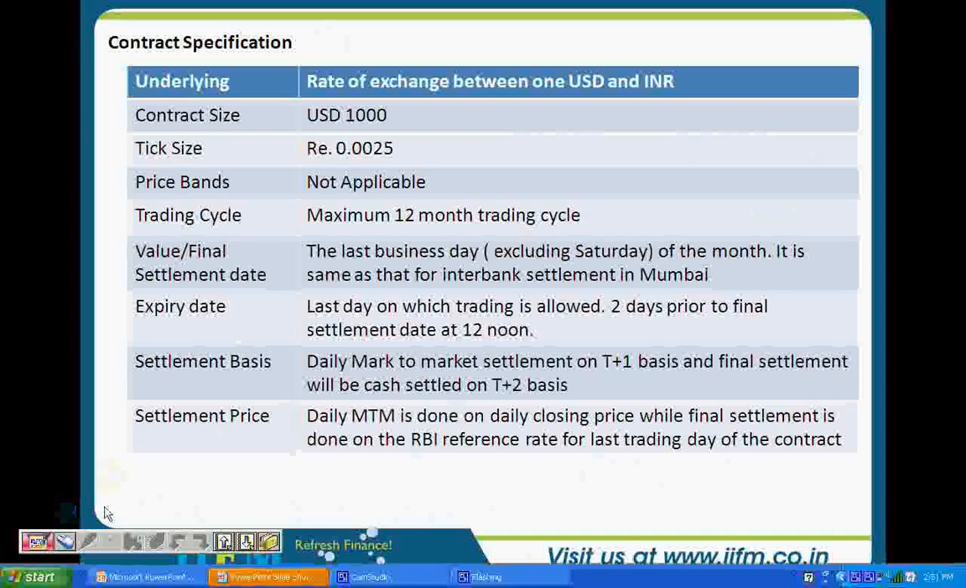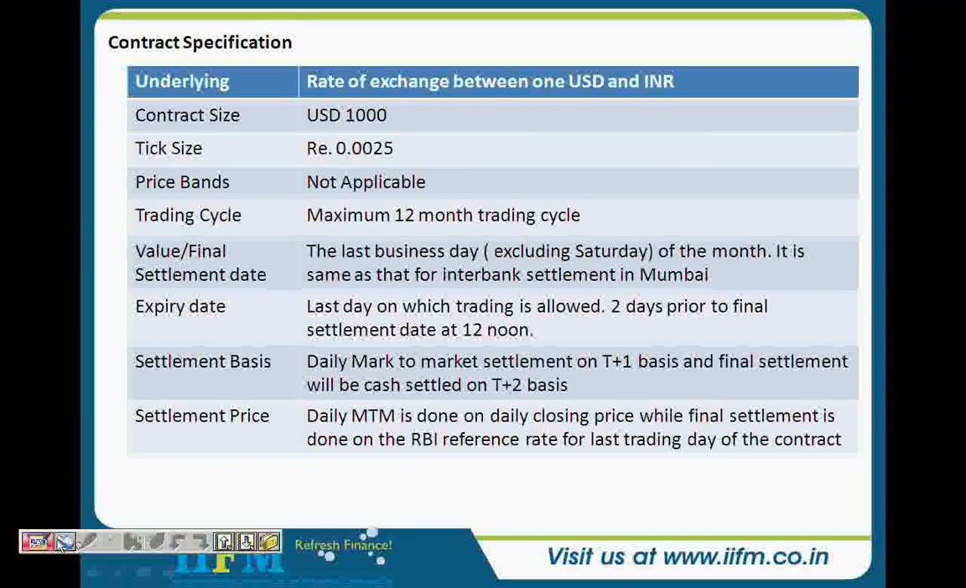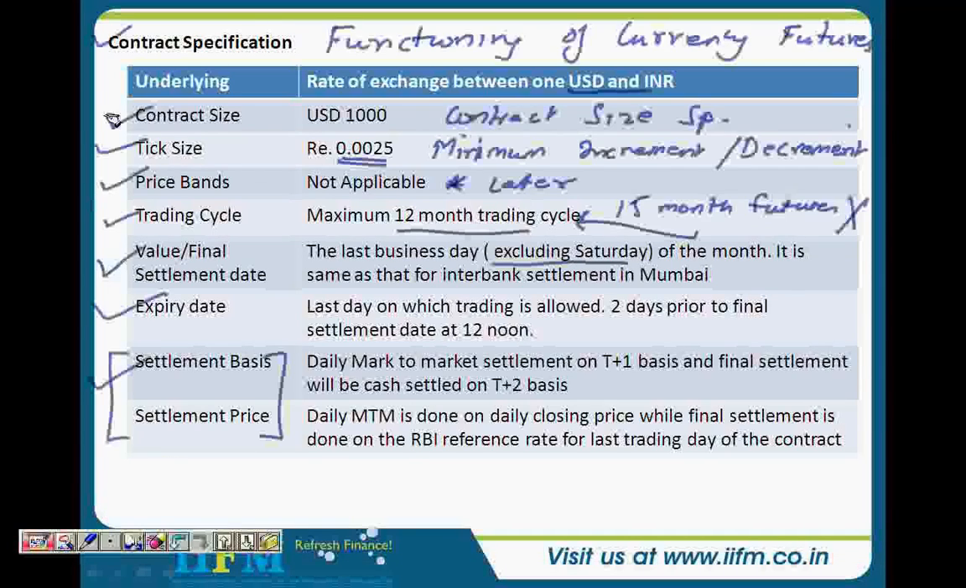Let's go back to our slide where we were talking of specifications. MTM is clear now. So you're saying the MTM settlement is on a T+1 basis and final settlement of cash on a T+2 basis. In the previous example, the 0.10 profit will be credited to your account on T+1 day.